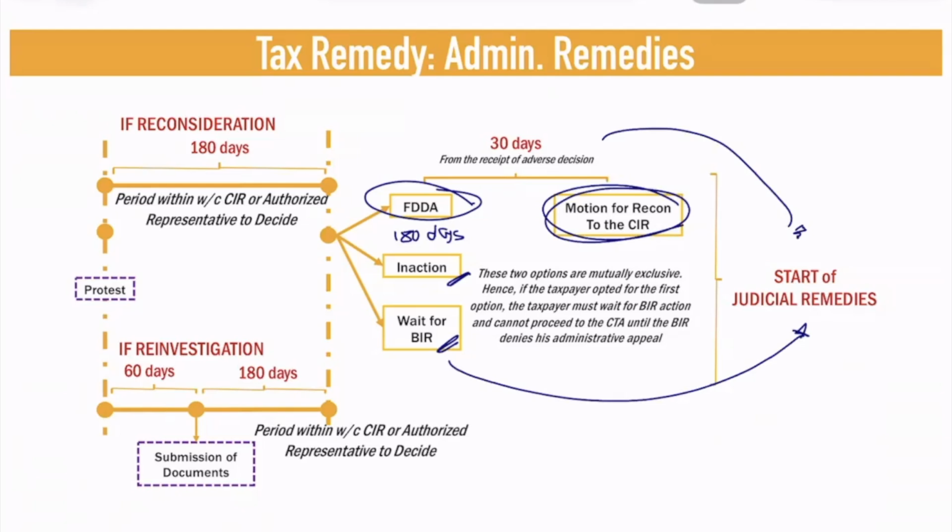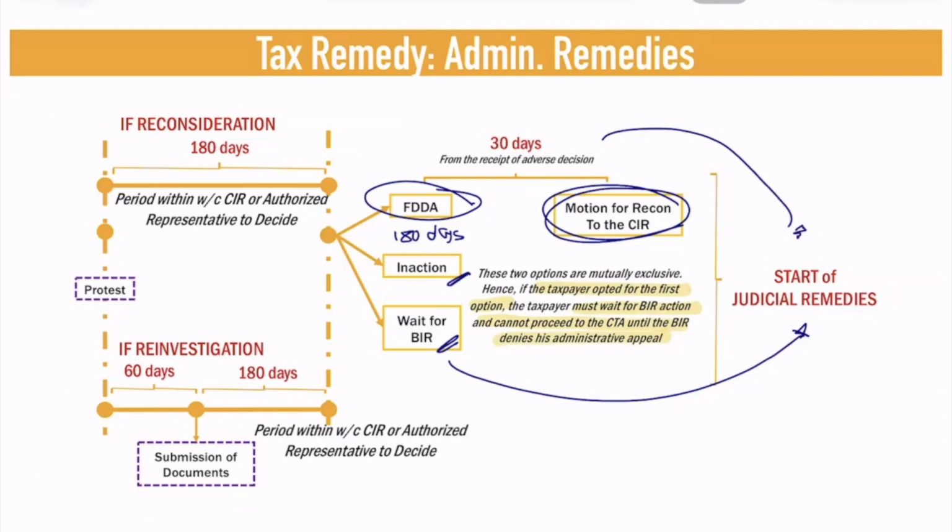So if ever, if the taxpayer opted for the first option, the taxpayer must wait for BIR action and cannot proceed to the CTA until the BIR denies his administrative appeal. Okay? So kung nag-motion for recon siya, that is your administrative appeal, hindi ka pwedeng mag-judicial remedy. Tandaan nyo yan. Okay. So 180 days.